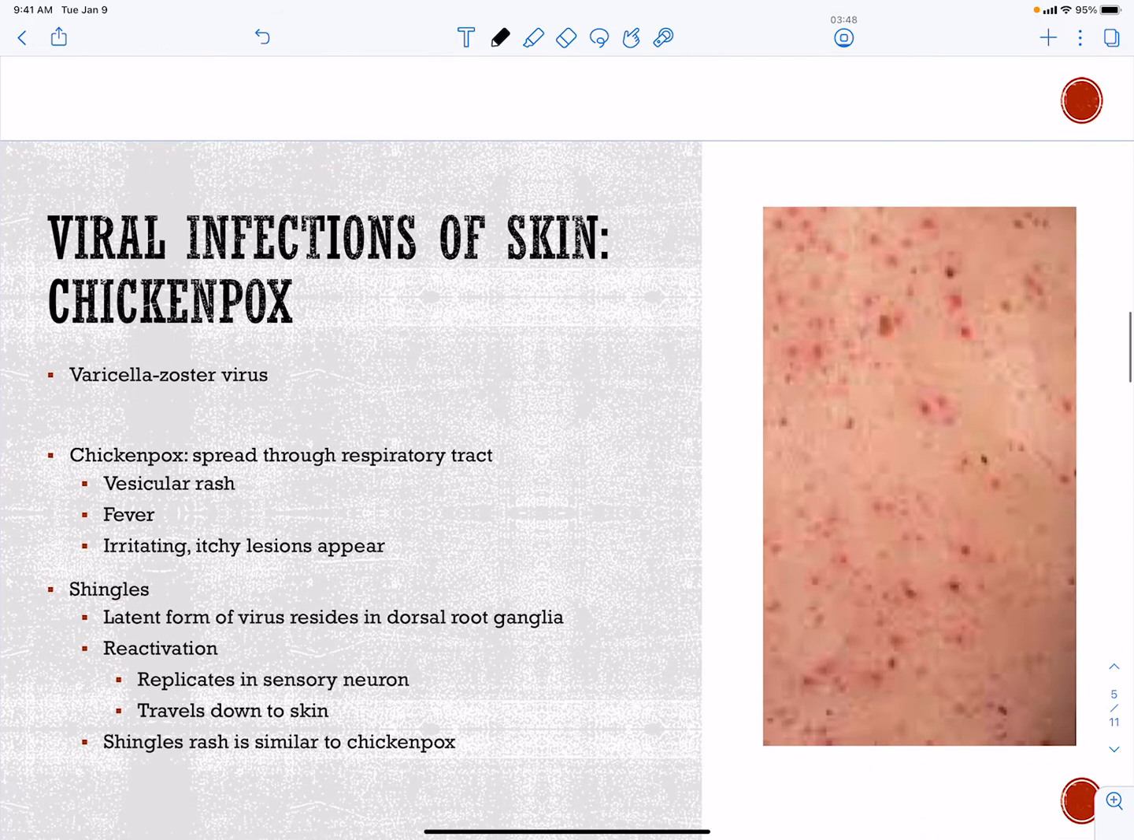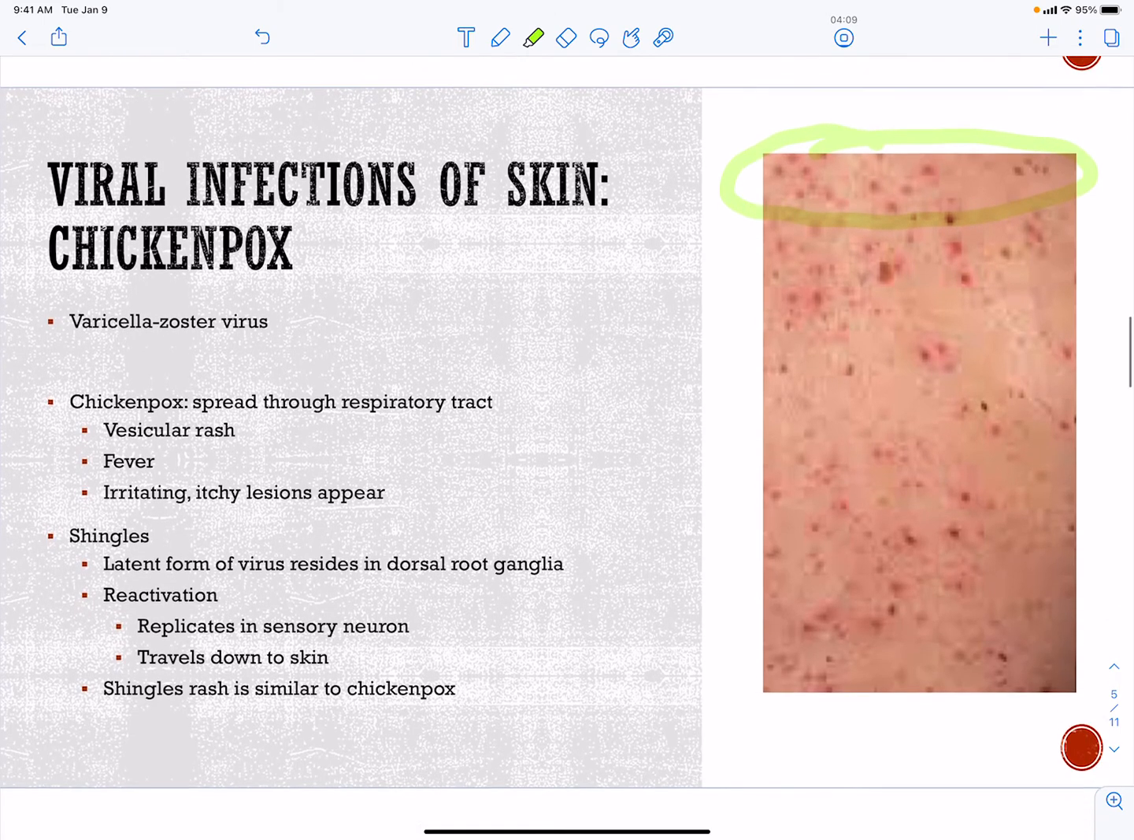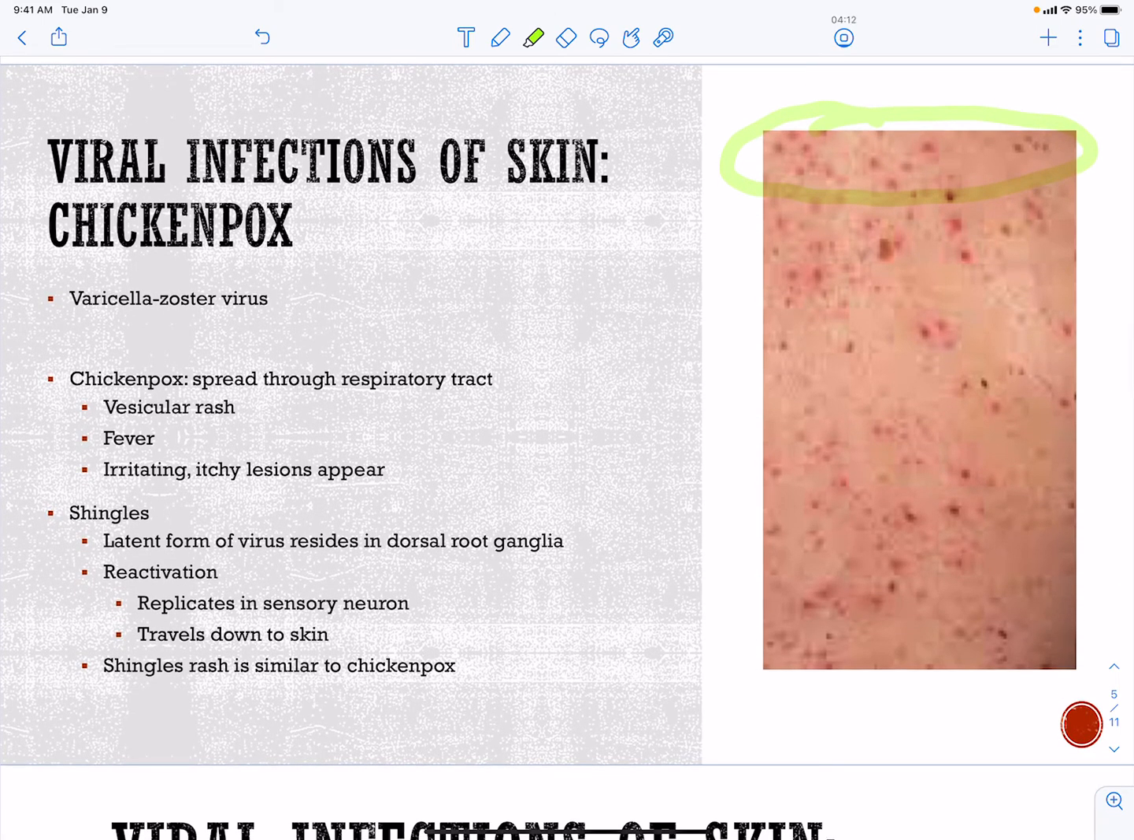Now, another infection of the skin is chickenpox. If I just show the difference between the different rashes, you can see that the measles rash is going to be very flat, and the bumps sort of meld into each other. Whereas in chickenpox, these are going to be very distinct spots. They are going to be very itchy and often associated with scarring. So varicella zoster virus is the chickenpox virus. It is not a pox virus. It is a herpesvirus.